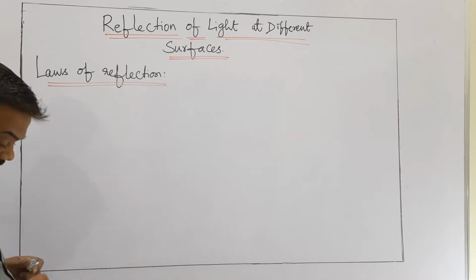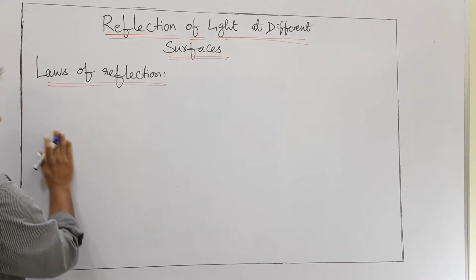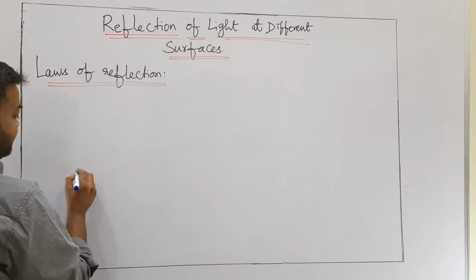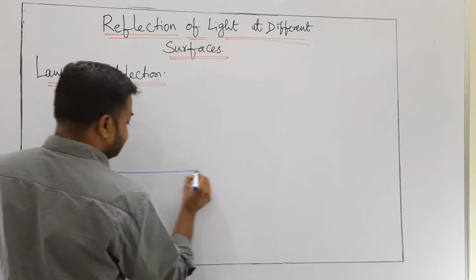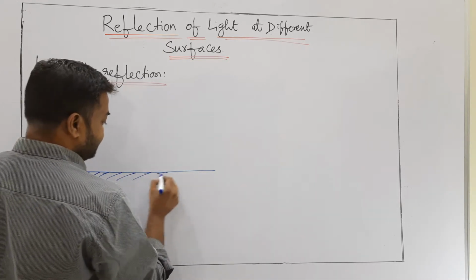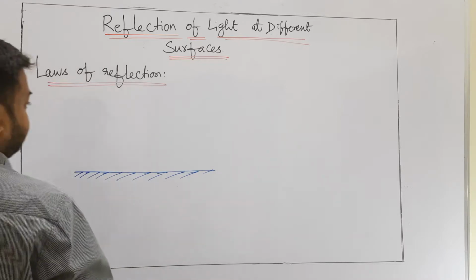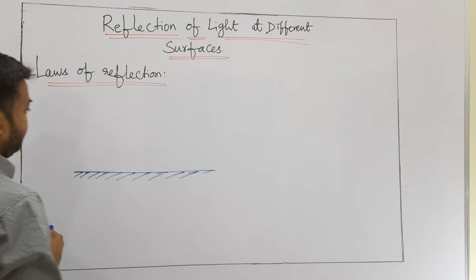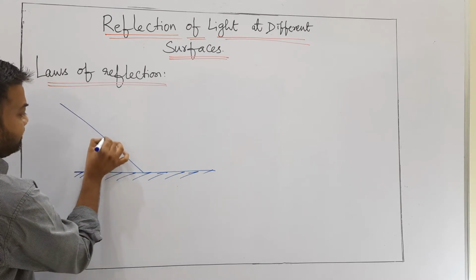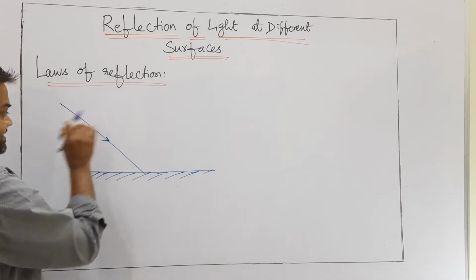Before that, we have to explain the laws of reflection. Already you know from lower classes what the laws of reflection are. Suppose you consider a surface. This we are calling a reflecting surface. Okay, this is a reflecting surface. And suppose a light ray is incident on a surface like this, and this ray we are calling the incident ray.